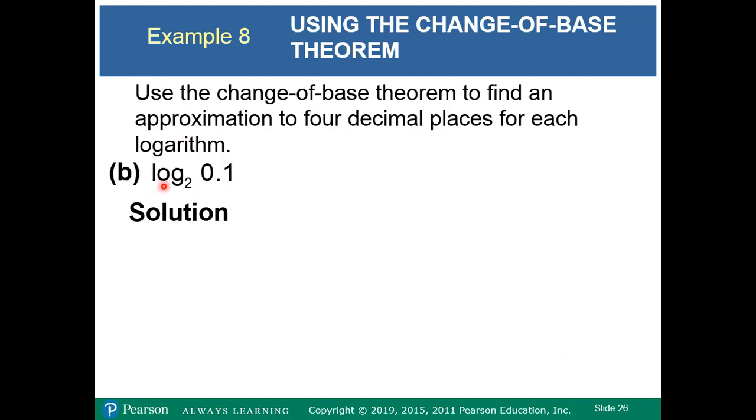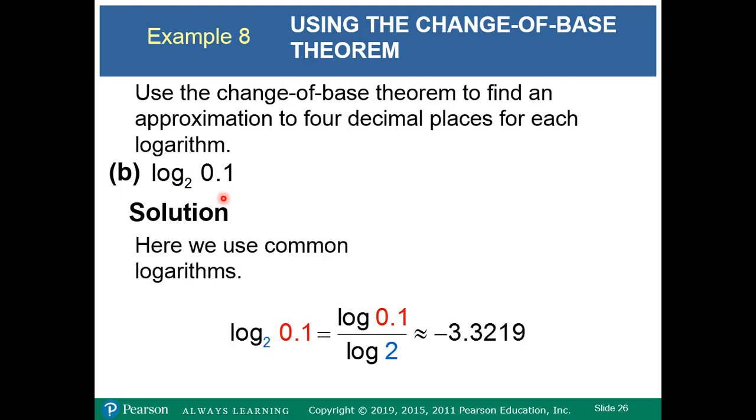Now what about this one? We could do the same thing here. Now we have log base 2. Let's rewrite this using common logs. So all we do is take the log of 0.1 divided by the log of 2, and we get negative 3.3219.